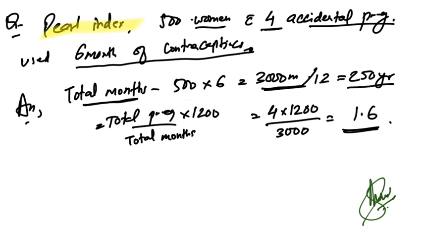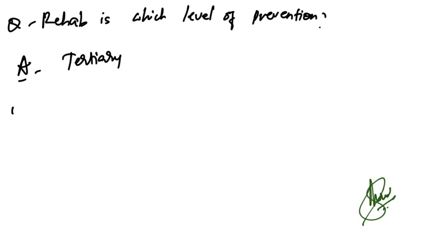Then that is 250 years, but that is not needed. Total number of pregnancies upon total months into 1200. So 4 into 1200 upon 3000, that is 1.6, and 1.6 is the correct answer for the Pearl index. Now rehab is which level of prevention? That is tertiary level of prevention.